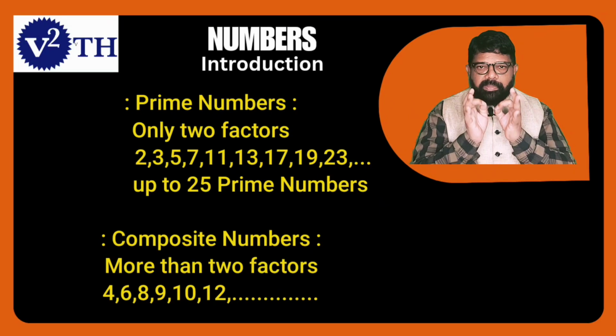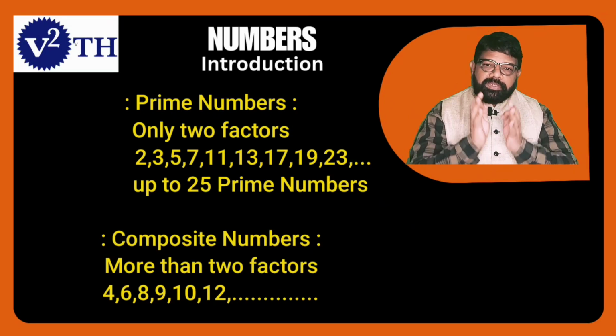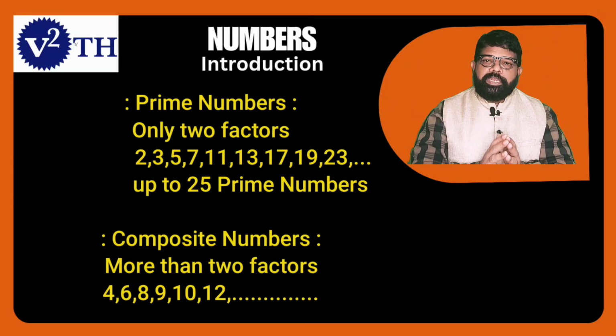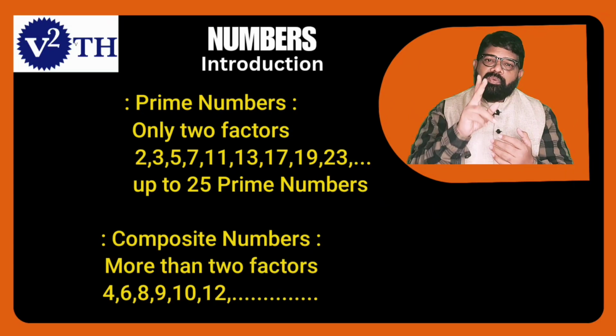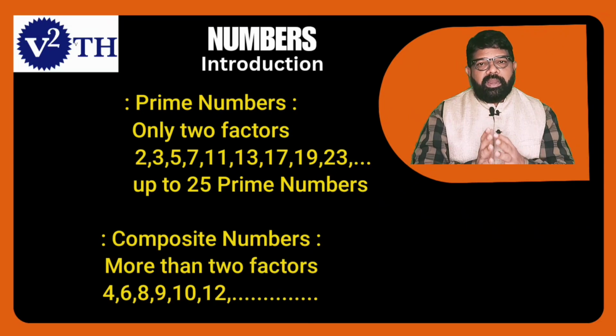So the first prime number is 2. It is called the even prime number. It is called the first prime number. 2 has only 2 factors, it is divisible by only 1 and 2. The next prime number is 3, only 2 factors. The next prime number is 5, only 2 factors. If a number has only 2 factors, 1 and itself, those numbers are called prime numbers.